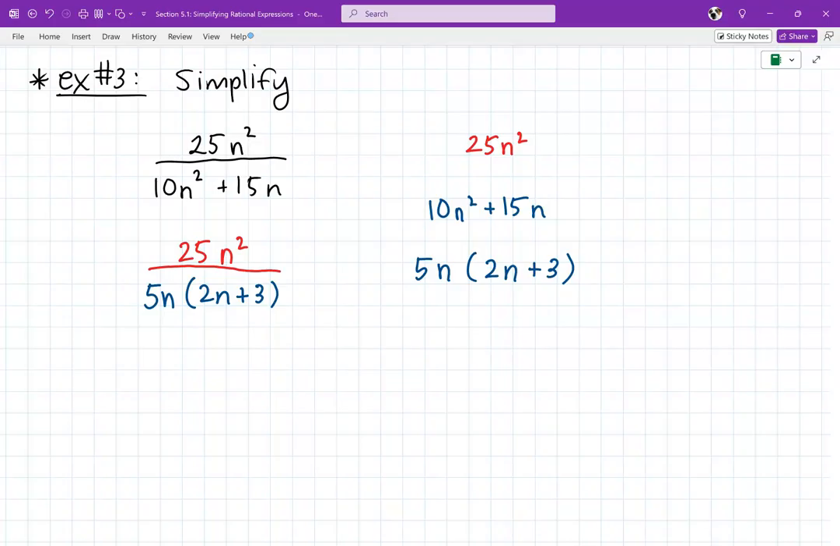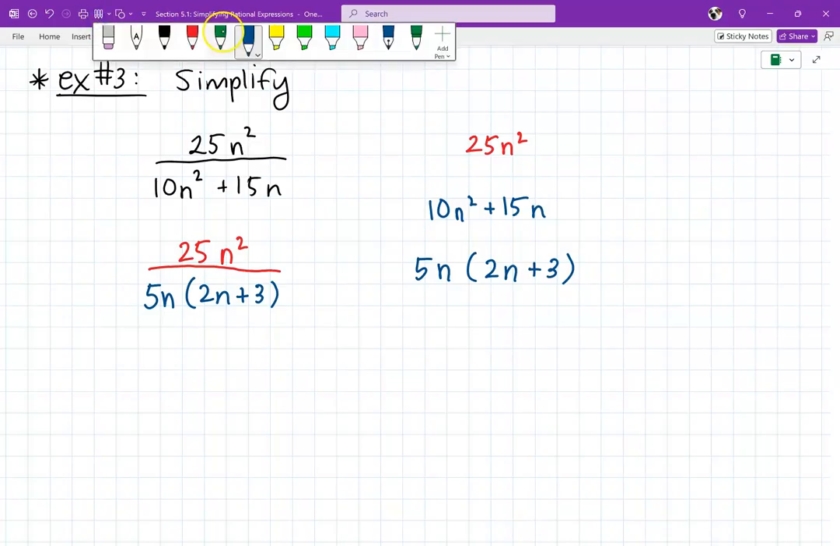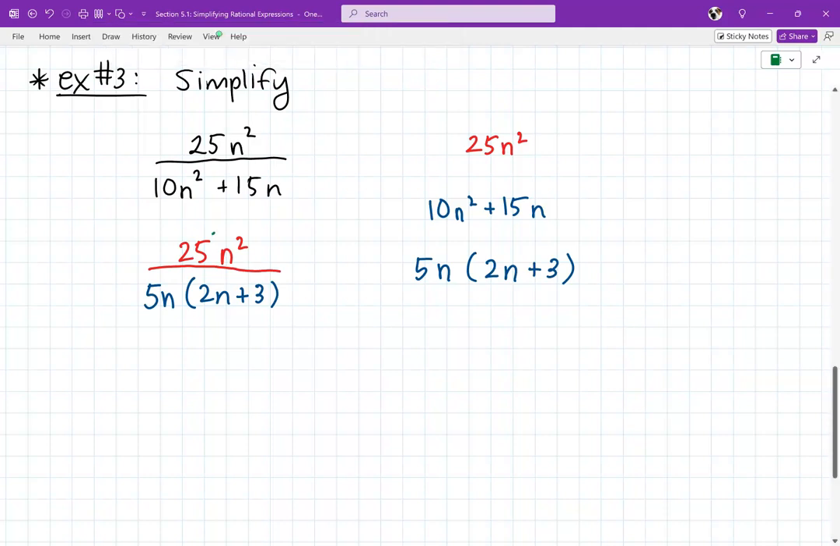Now remember how I told you that if the parentheses is stuck like glue, right? You can't mess with it unless you got matching parts. If it's not in the parentheses, I can cross that out. So you see 25 and 5. How many times does 5 go into 25? 5 times, right? So I'm going to put a 5 there. This becomes a 1. And then what's n squared divided by n? I can cancel one of them out, right? This n will go away, and this will become a power of 1.